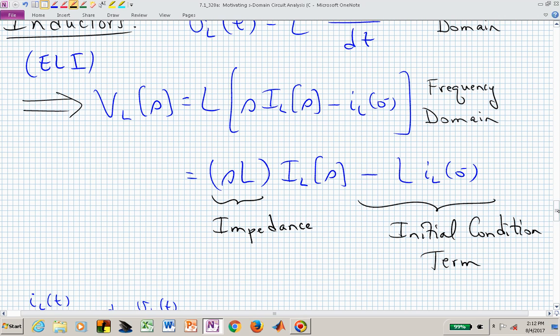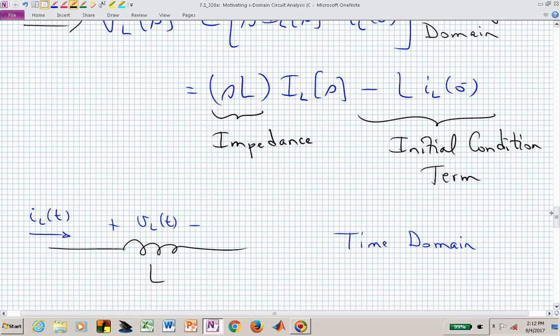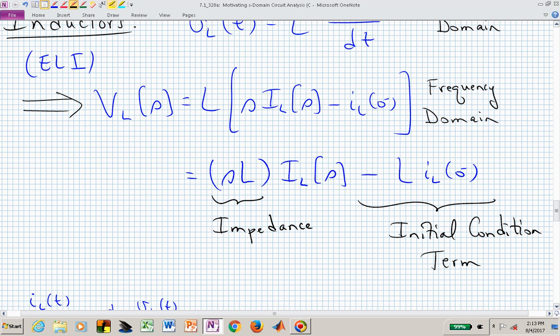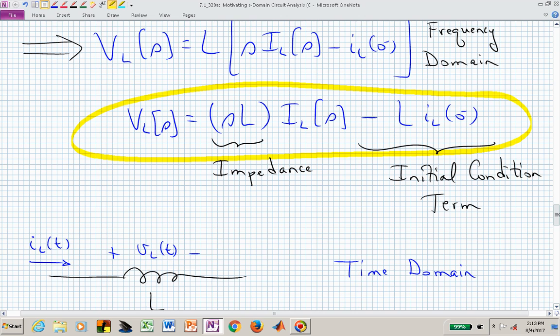Let's now duplicate what we did for the capacitor. Here's our time domain relationship on the current and voltage of an inductor. And again, that's just Eli, so we have V is equal to L di dt. Now what we want to do is have this particular equation, which I can go ahead and just say now V sub L of S, realized in a circuit diagram.